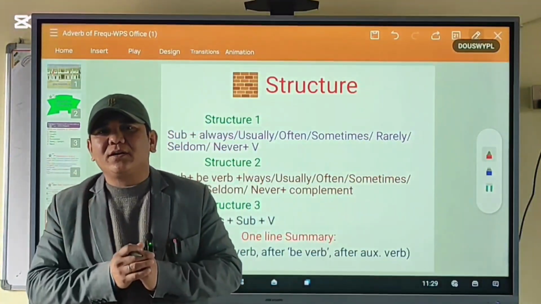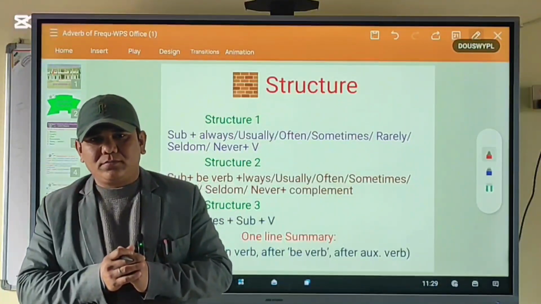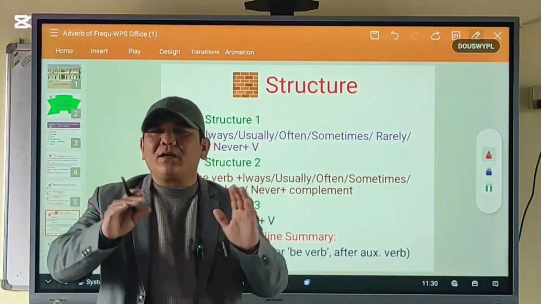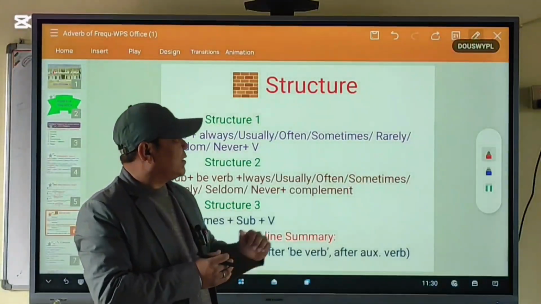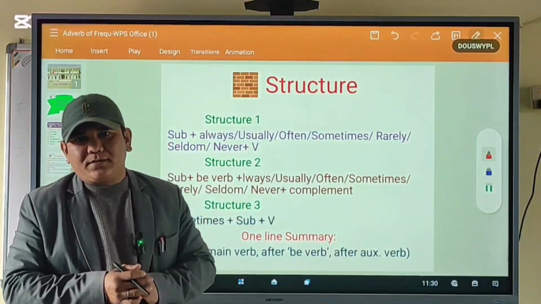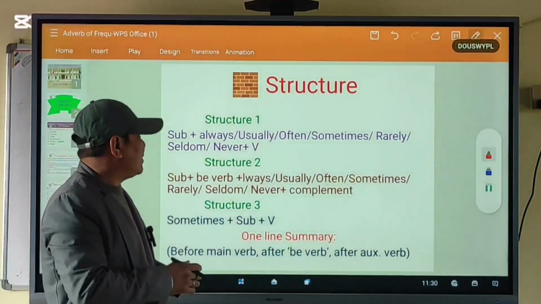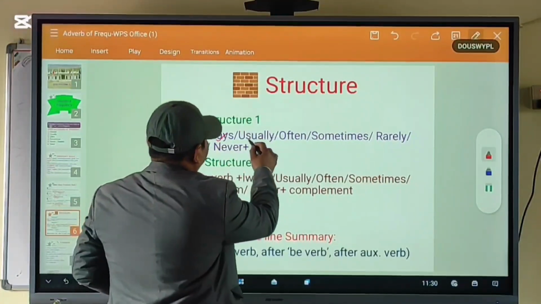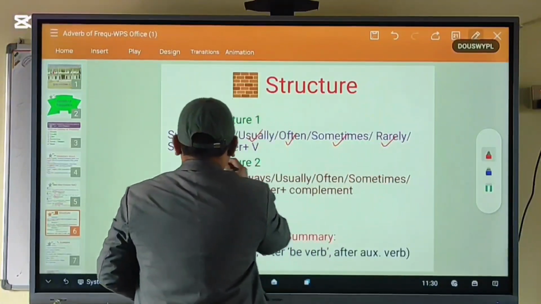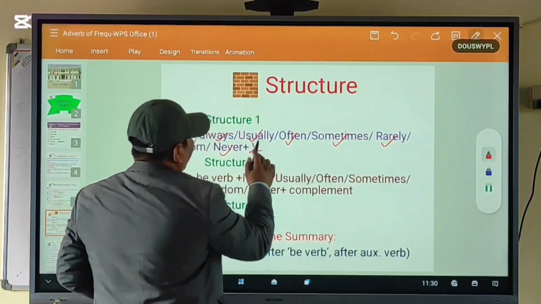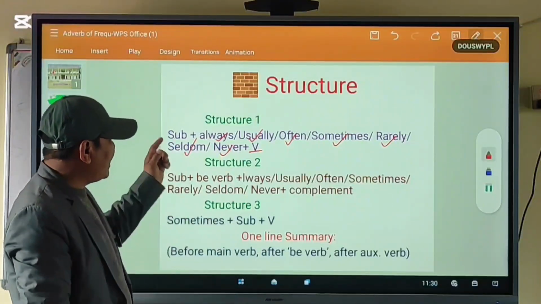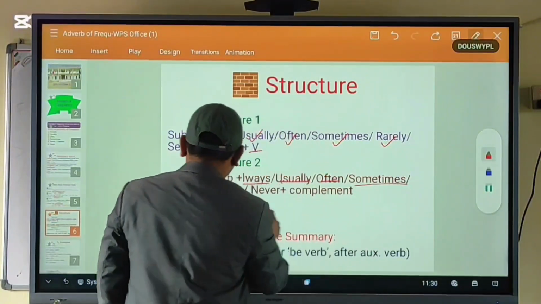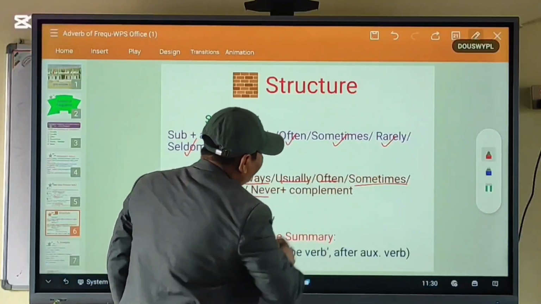I have created some structures for you. Okay, on the basis of these structures, you can make lots of sentences by using the adverb of frequency easily. Okay, let me clarify. Structure 1: subject plus adverb of frequency like always, usually, often, sometimes, rarely, seldom, never, plus verb. This is the first structure. And the second structure is subject plus be verb plus always, usually, often, sometimes, rarely, seldom, never, plus complement.